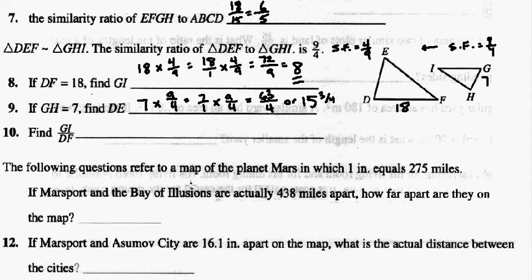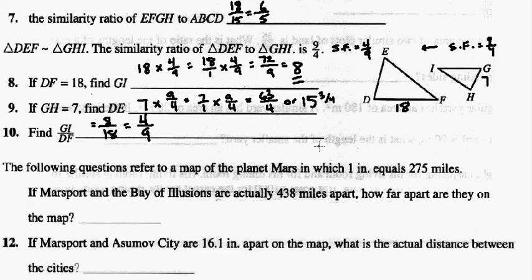And then we're supposed to find the ratio of GI to DF. Well, we know GI is 8. So here we have 8 over 18, which becomes 4/9 for number 10.